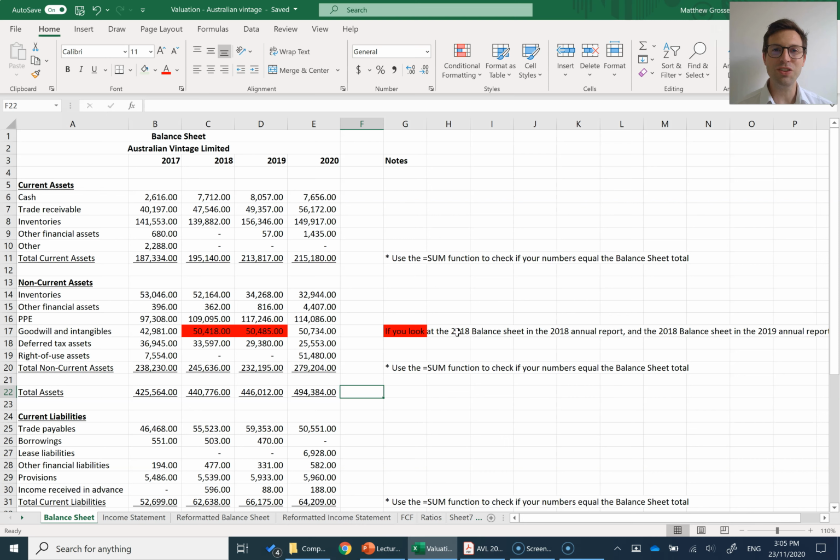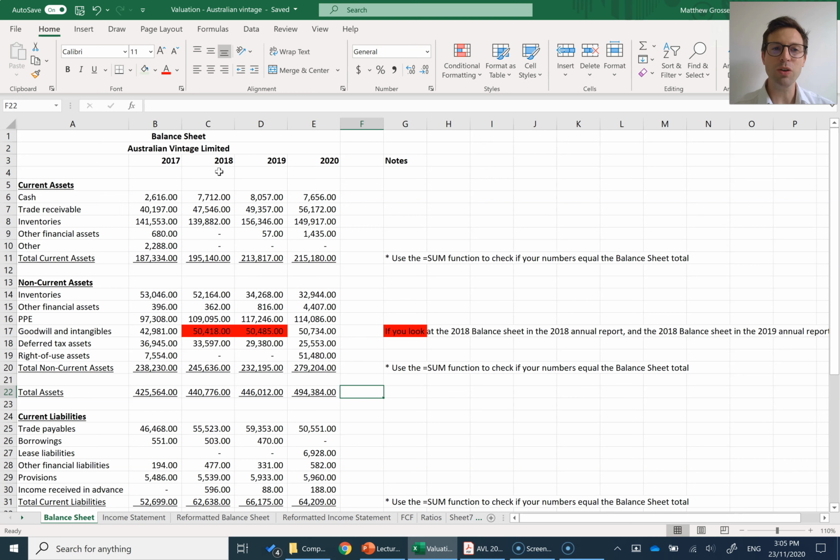So the first thing we need to do when we're reformatting our financial statements is access the data that we need. So I just showed you that I've loaded up the Australian Vintage Limited financial statements for 2019 and 2020. And previously, I also got the 2017 and 2018 financial statements as well to get information for those years.